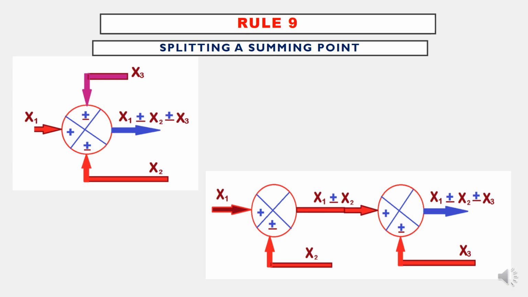So I have to divide the summing block into two. One of the blocks consists of x1 and x2 only, and the resultant is connected with the x3 block, and we will get a final value. So in this way, first I have to use x1 and x2. So we'll get x1 plus or minus x2. Then again it is added with x3. So x1 plus or minus x2 plus or minus x3.